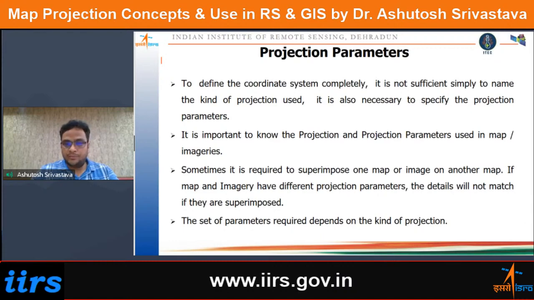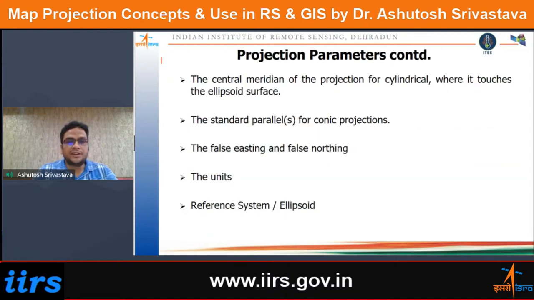It is important to know the projection and the projection parameters used in map imagery. Sometimes it is required to superimpose one map or image on another map. If the map and imagery have different projection parameters, the detail will not match if they are superimposed. As I told you in the beginning, if you want to compare two maps, they should be in the same projection or coordinate system. The set of parameters required depends on the kind of projection. So what are the parameters we are giving? The central meridian of the projection for cylindrical, where it touches the ellipsoid surface; standard parallel for conic projections; false easting, false northing, which is one more concept; and the units and the reference system or the ellipsoid.